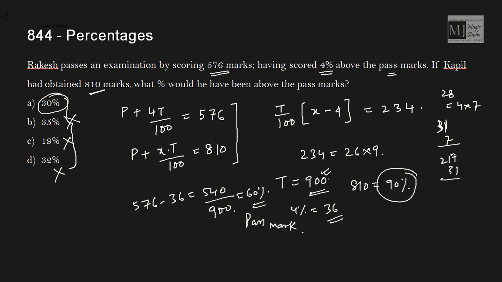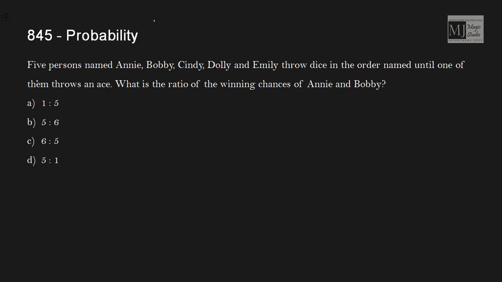Total marks are 900. And Kapil has scored 810, that is 90%. So 90 minus 60 is 30%, which matches.